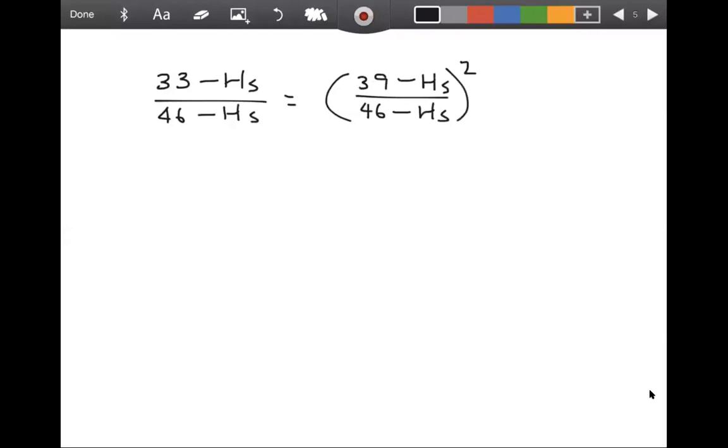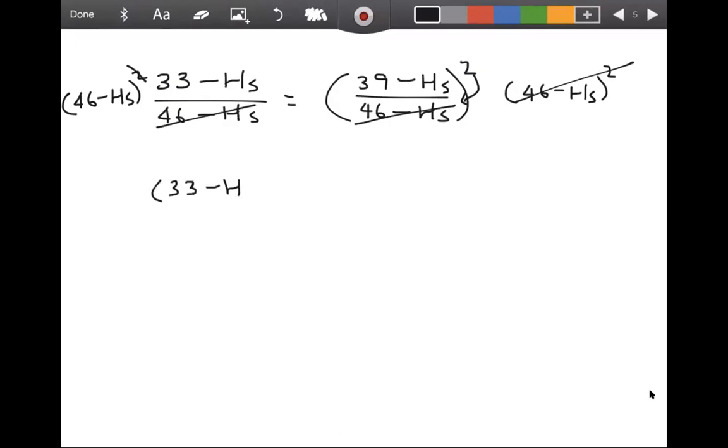All right, so let's see, cross multiplying that equation. Of course, you can think of this right-hand side as 39 minus H sub s squared over 46 minus H sub s squared. You know what, I have a better idea. Let's multiply both sides of this equation by 46 minus H sub s squared. I think that'll save me a step. On the right-hand side, this and this are just going to cancel, because remember, this is squared. And then one of these will cancel this, and that'll leave me 33 minus H sub s times 46 minus H sub s is equal to 39 minus H sub s squared.